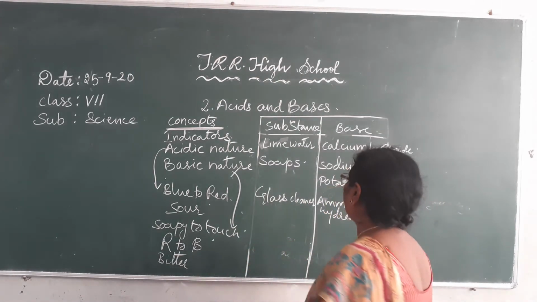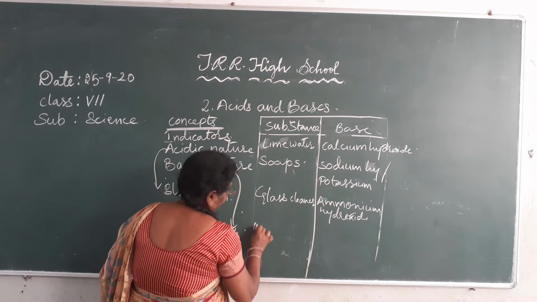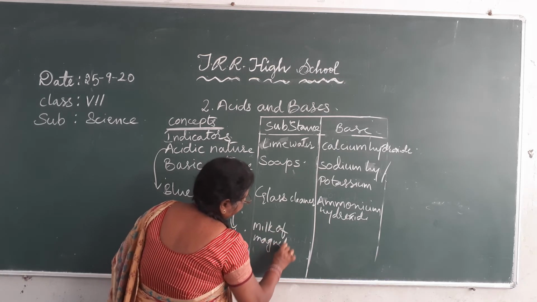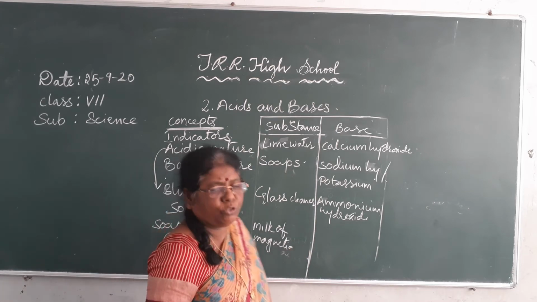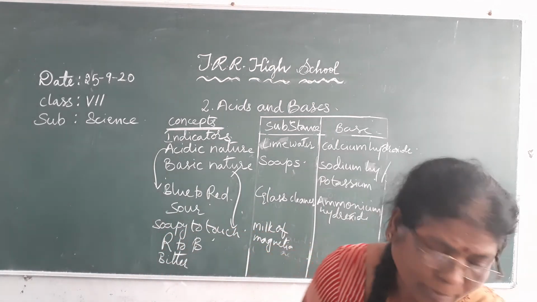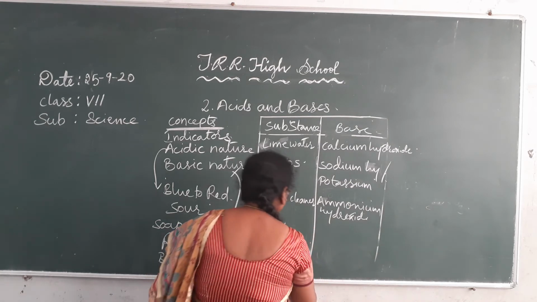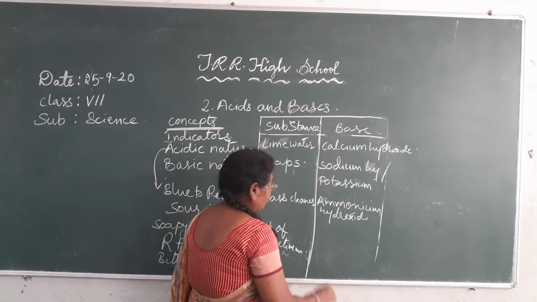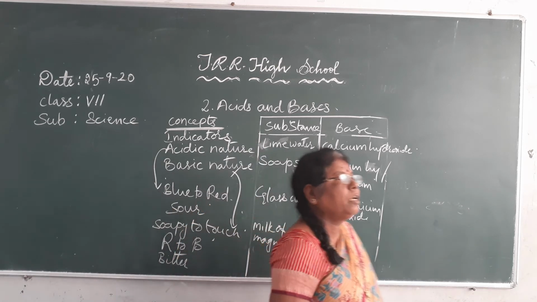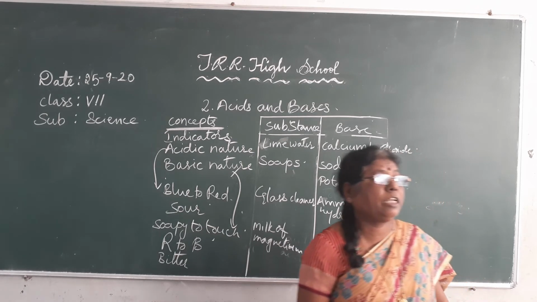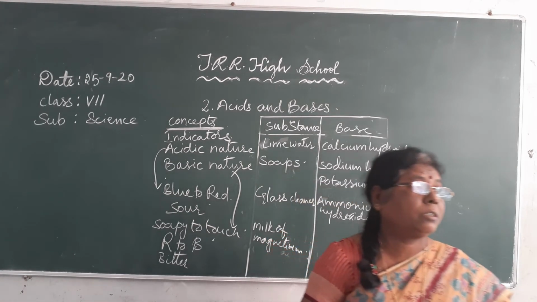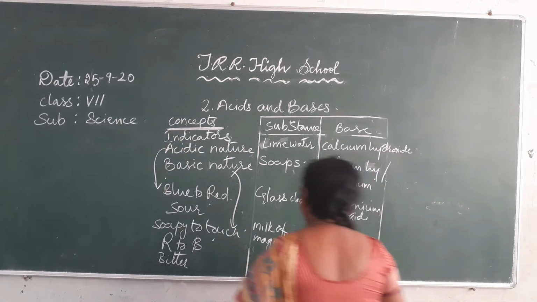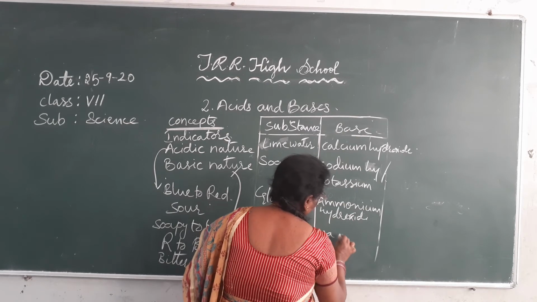In the same way, milk of magnesia. When you suffer with acidity, milk of magnesia or magnesium, both are the same. It contains magnesium hydroxide, like Eno or Digene. This has the milk of magnesium hydroxide, magnesium hydroxide.